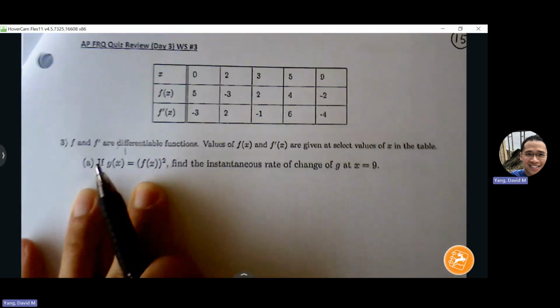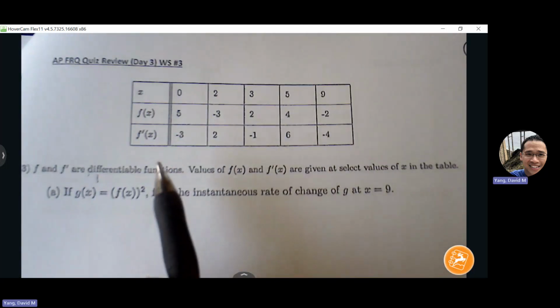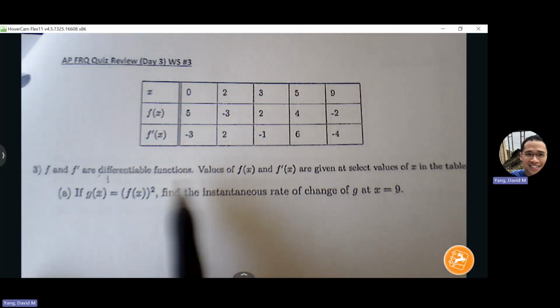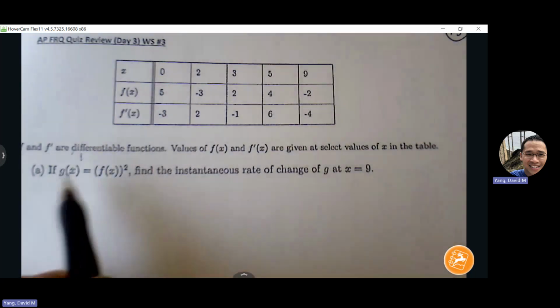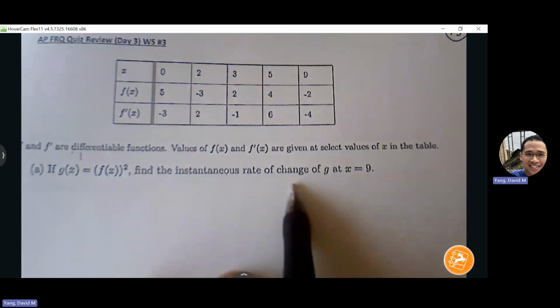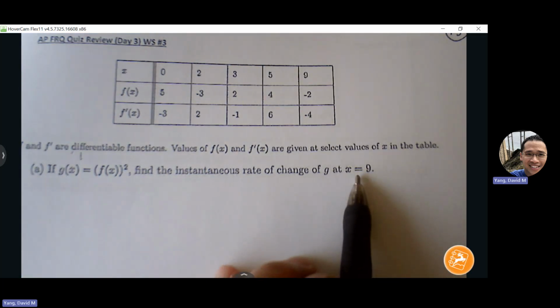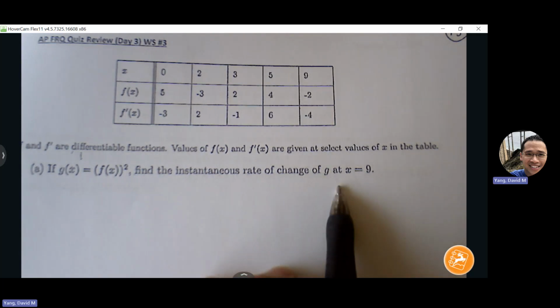Okay, so page 15. Let f and f prime be differentiable functions. Values of f and f prime are given in a table for values of x. If g of x is equal to f of x quantity squared, find the instantaneous rate of change of g at x equals 9. All it's saying is find g prime of 9. Find the derivative at 9.